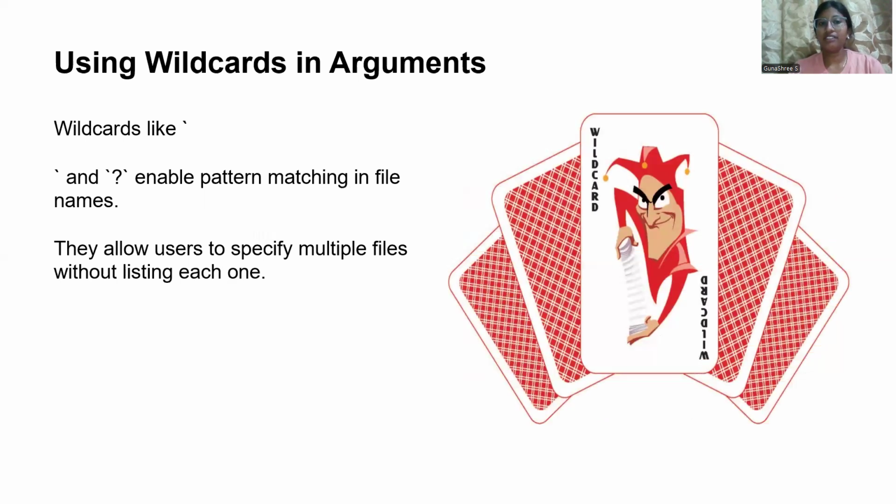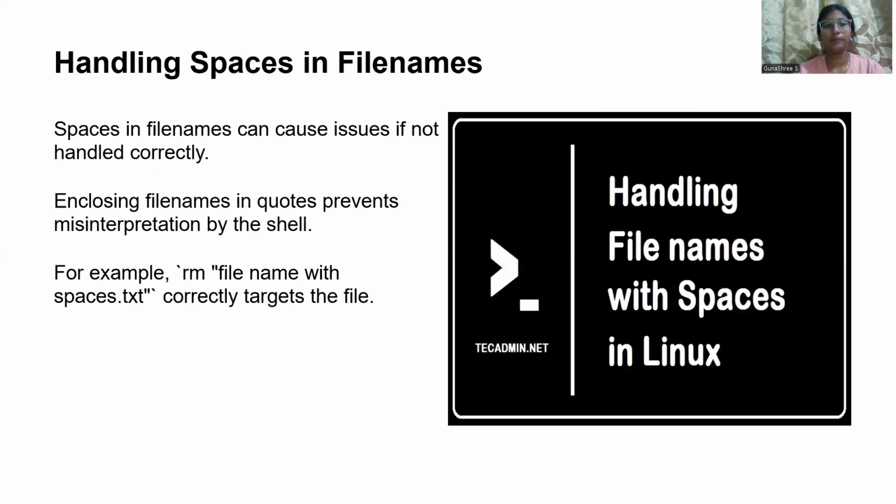Wildcards are also available in arguments, such as the asterisk and the question mark. These enable pattern matching in file names, and they allow users to specify multiple files without listing each and every file.